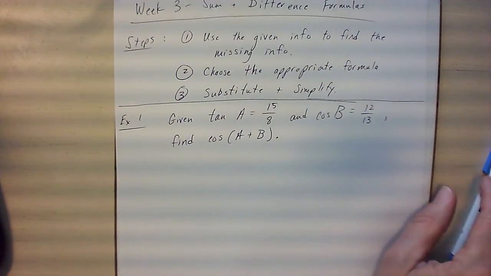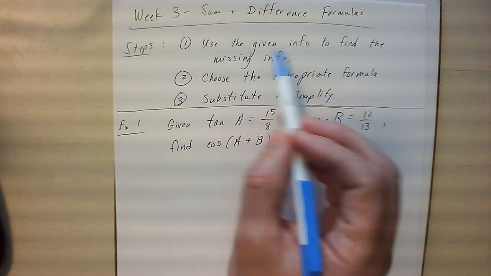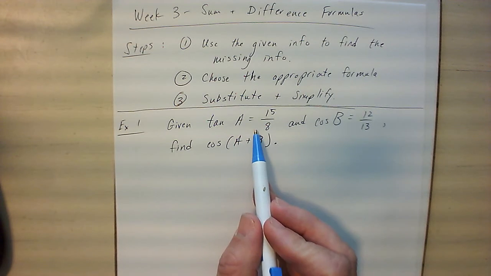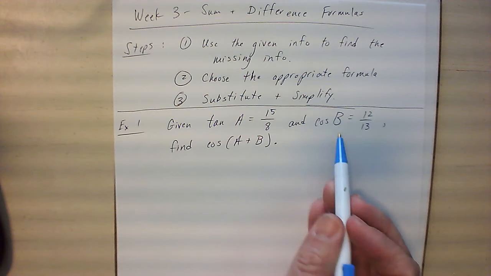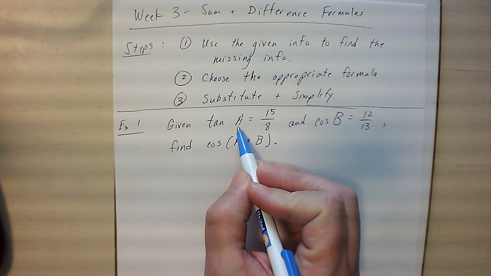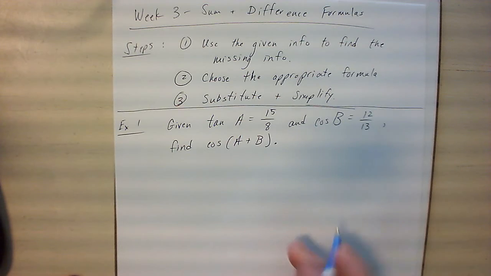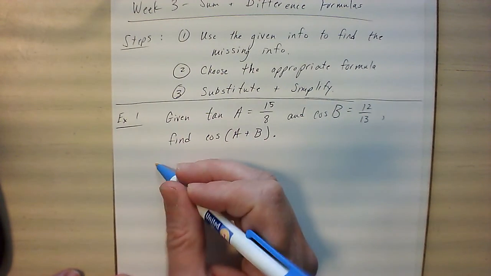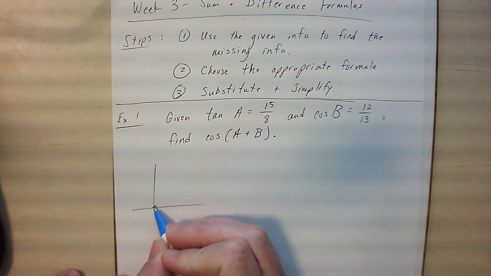Also on this sheet, I've got the steps that I recommend you do. We're going to use that given info that they gave us. I wrote it down right here. Tangent of angle A is 15/8, cosine of B is 12/13, to find our missing information. Okay, so let's start with angle A. Since it's a positive acute angle, we can just throw it in the first quadrant, or anywhere really, but let's just keep the quadrant thing going.